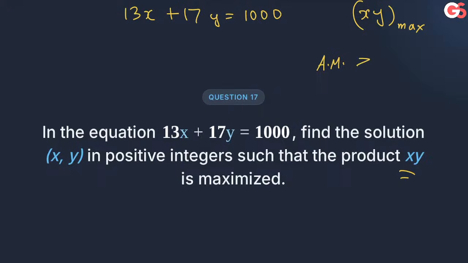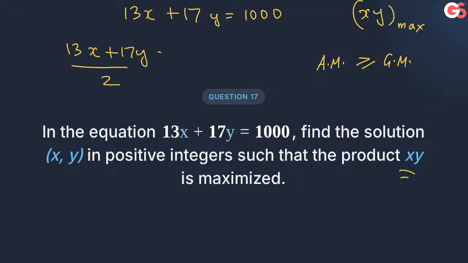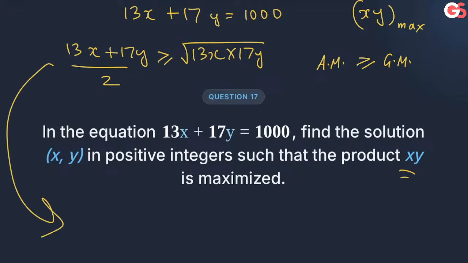AM is always greater than or equal to GM. Okay? They're equal when both things are equal. So what is AM? Average, arithmetic mean. What is geometric mean? Product का square root. So 13x और 17y का जो AM होगा वो ये होगा, ये greater than or equal to 13x और 17y के प्रोडक्ट के ज्योमेट्रिक मीन के बराबर होगा. Is that right? All of you get it? We can do it by this, right? Yes or no?